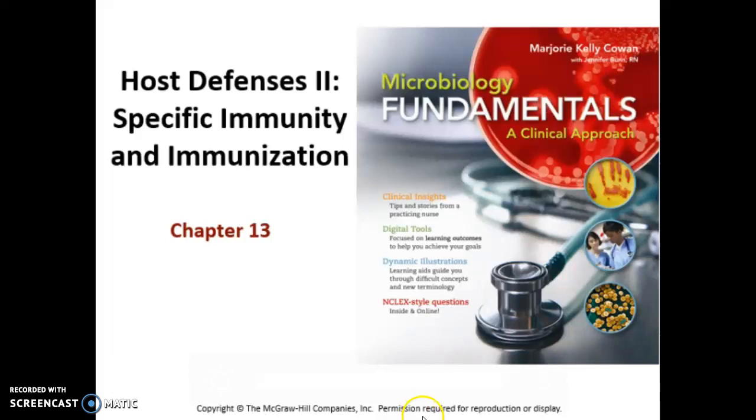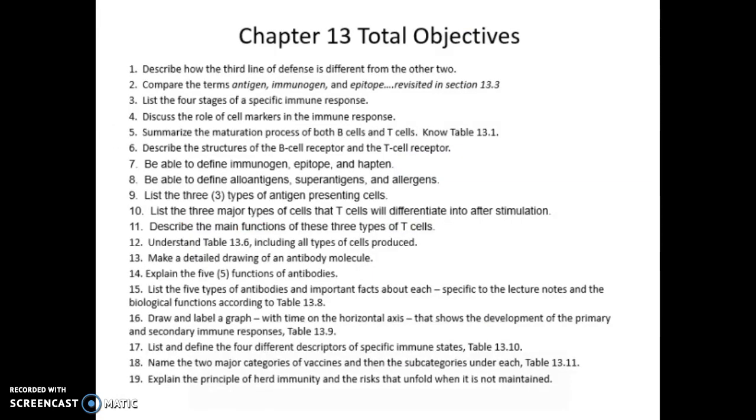Alright, Chapter 13 looks at host defenses, specifically the third line of defense, and that is specific immunity. Then, at the end of the chapter, we will finish up with the process of immunization. So here is the total list of objectives for Chapter 13. This is quite lengthy, objectives 1 through 19. This chapter is just filled with detail, filled with information.